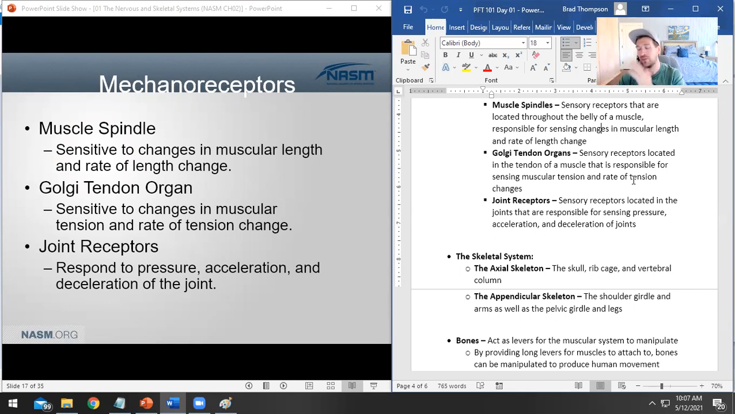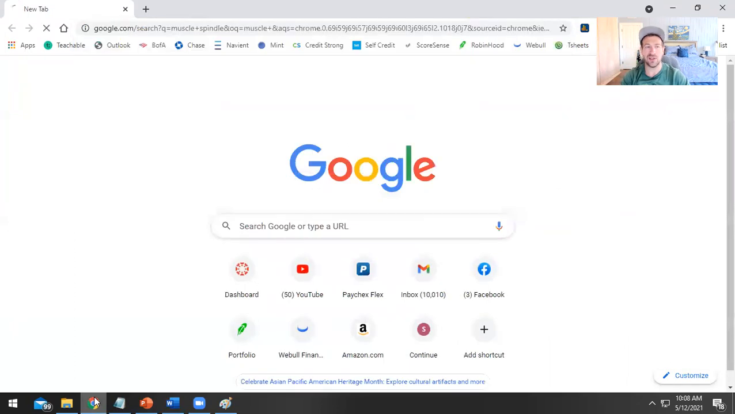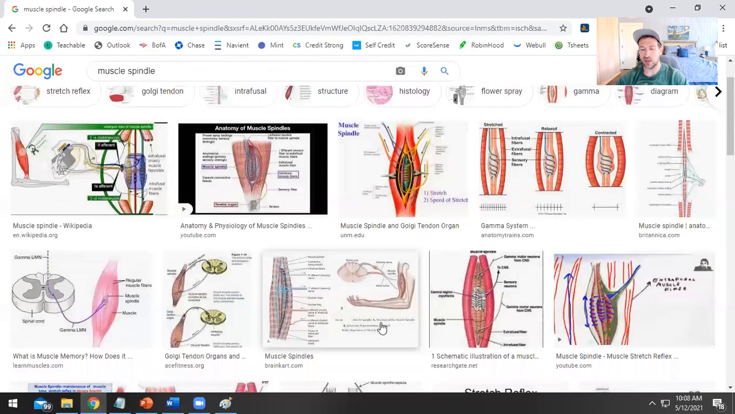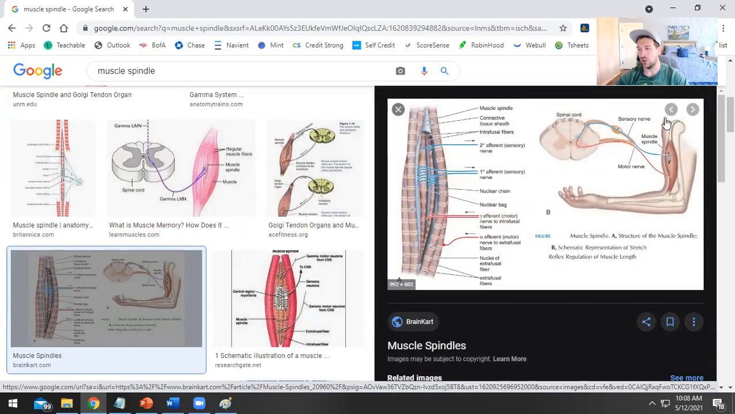Another sensory receptor that we've got is what's called our Golgi tendon organ. Now, this works with your muscle spindles. This is a sensory receptor that is located in the tendon of your muscles. Its job is not to sense the length of a muscle. Its job is to sense your muscular tension and the rate of those tension changes. A muscle spindle lives throughout the belly of the muscle, right? It runs the entire length of your muscle, and that can send a signal saying how long the muscle is.